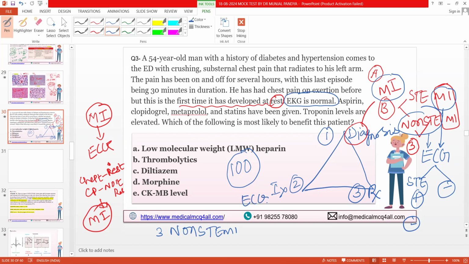I'm talking about ECG. First, in the initial stage, it could be normal. Second is ST depression, where STEMI is elevation, here it is ST depression, not elevation, opposite to elevation. And the third presentation is T inversion.